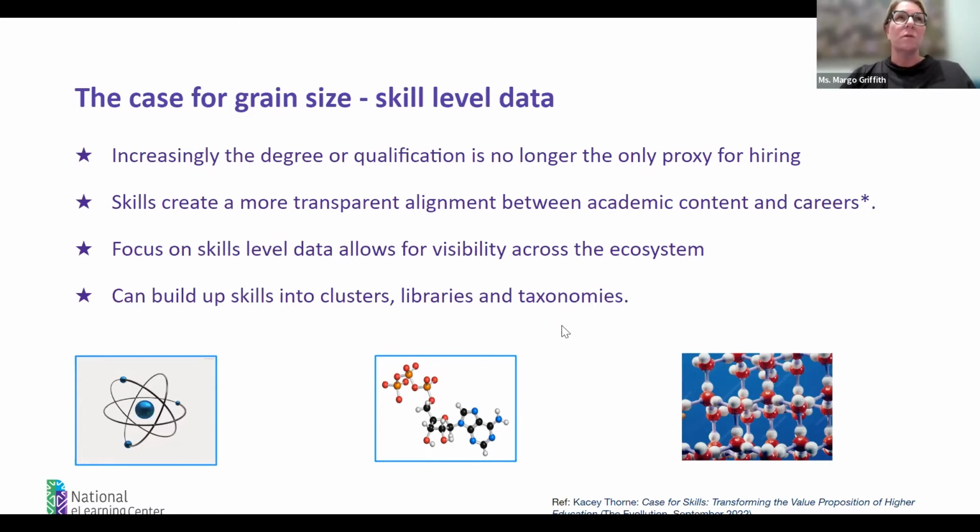The focus on skill level data allows for visibility across this ecosystem, as I touched upon before. And once we have articulated and defined our skills, either through a known skills taxonomy, we can then build them up into clusters, you know, skills that go together, and then into libraries and also taxonomies. So getting down to the level of skills data is important to allow you to then build it back up in the way and make the associations and the alignments that you need.